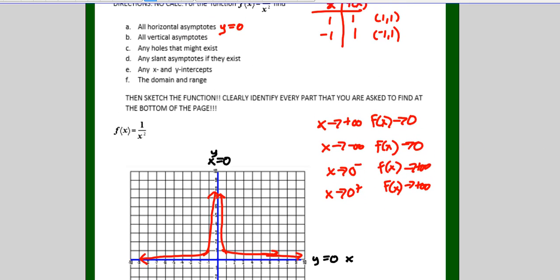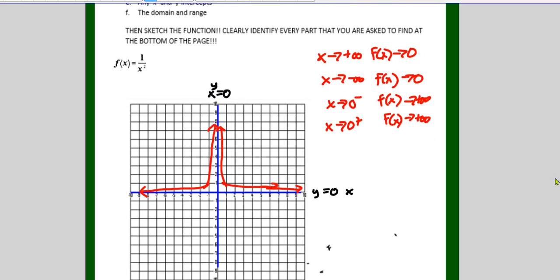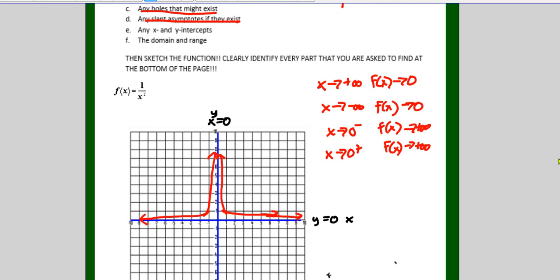So again, the vertical asymptote is going to be x equals 0. Any holes? There are no holes. We're not doing problems with holes yet. We will in a later video. No slant asymptotes. So, x and y intercepts. Visually you can see there are going to be none, but let's again show the process.